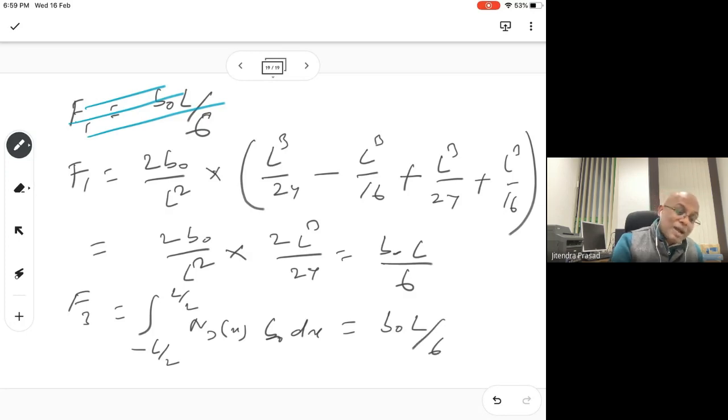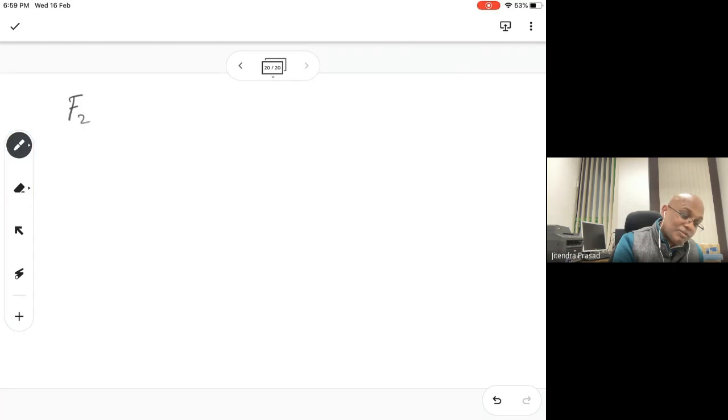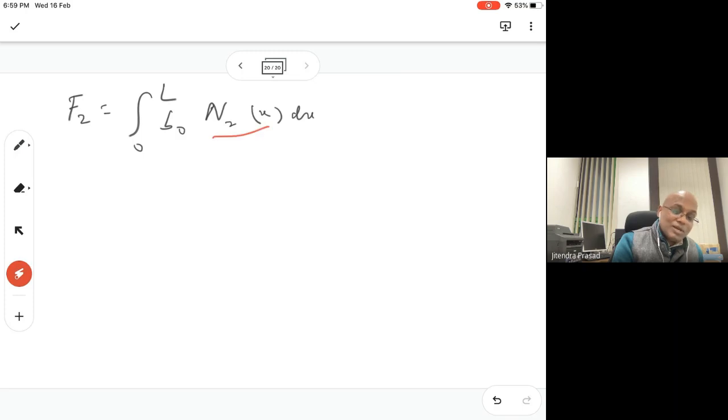Even you can find out f2. So f2 is equal to the integral from 0 to L of b naught N2(x) dx. Either you can put N2 here and integrate. Limits again, we are used to 0 to L, no? So what is the value?